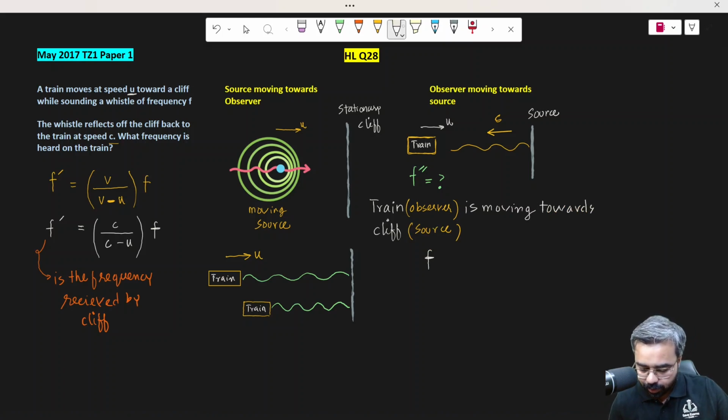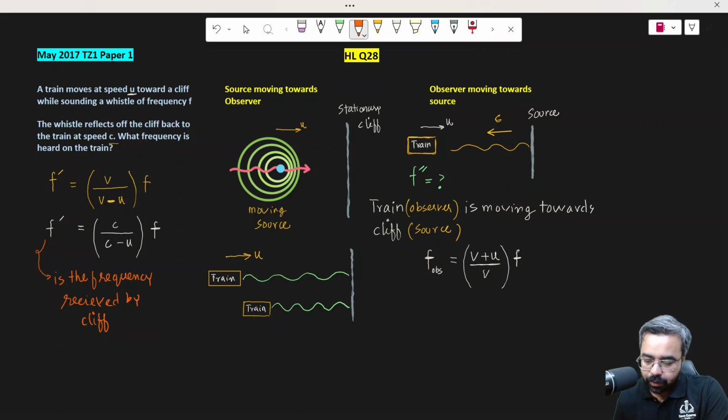This is the observed frequency or apparent frequency, that is equal to v plus u, I'm going to write this addition of the two velocities because this is a relative velocity, divided by v. And here the v represents the speed of the sound, whereas the u represents, generally speaking, the speed of the observer, times the actual frequency.